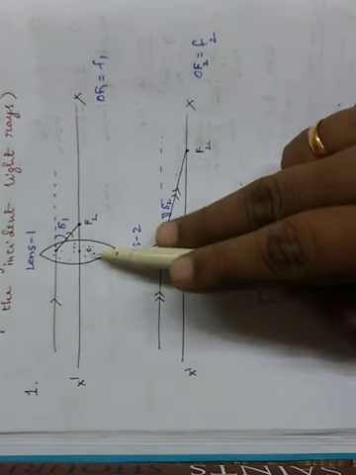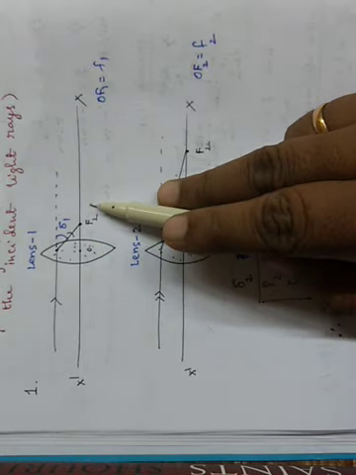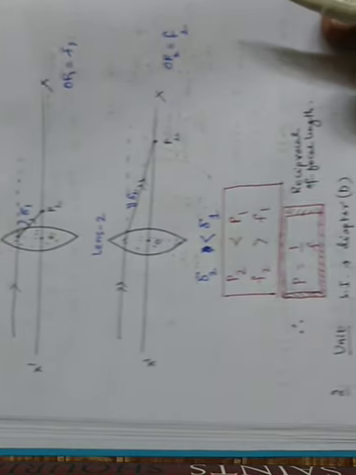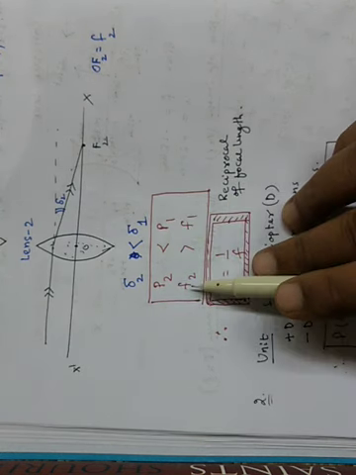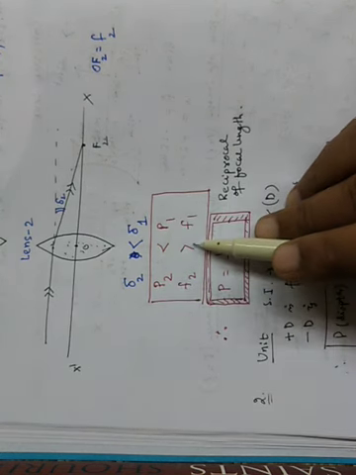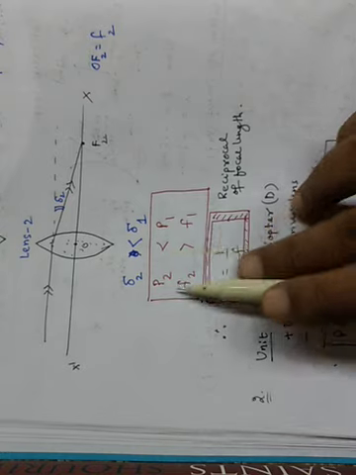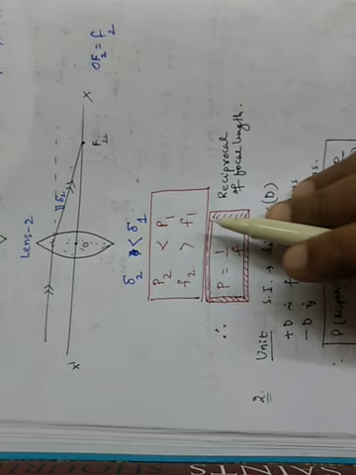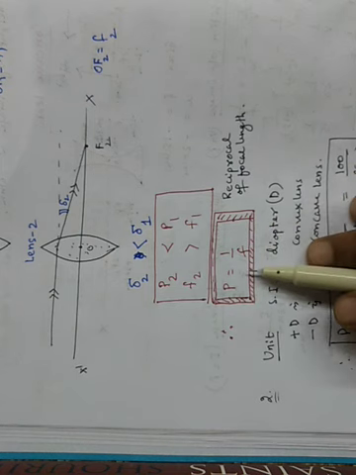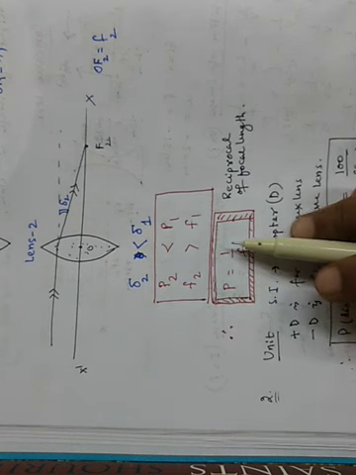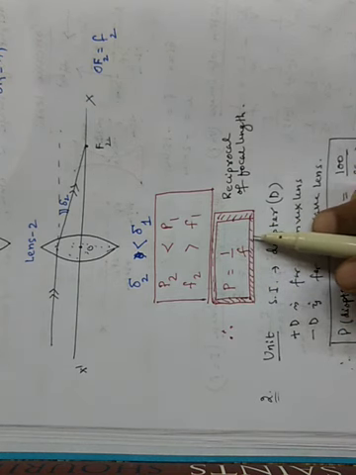That means the more the power of the lens, the less the focal length. That is why we have written here P2 less than P1, or you can assume that f2 is greater than f1. Hence it is concluded that the more the focal length, the less the power. That's why the power of the lens is expressed as the reciprocal of focal length.